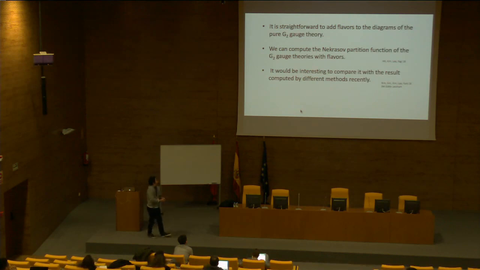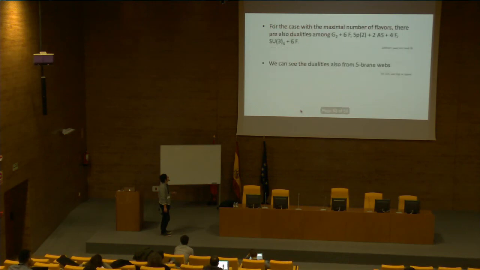I need not talk about the addition of flavors in G2, but it is very straightforward to add flavors to the G2 gauge theory, and we can, for example, compute the partition function of the G2 gauge theory with some flavors. Recently, by using some 6-dimensional genus, there is another computation of the partition function of G2 with flavors. So it will be interesting to compare our result with the results computed by different methods.